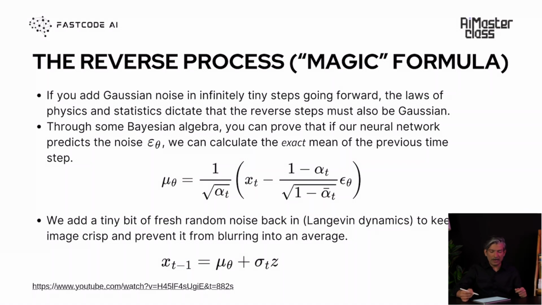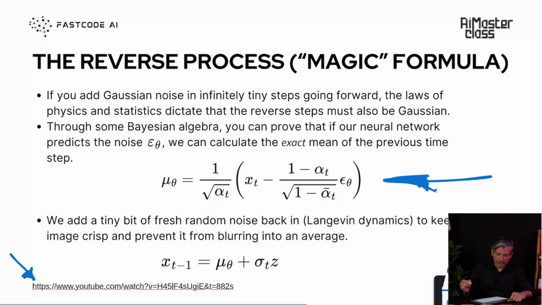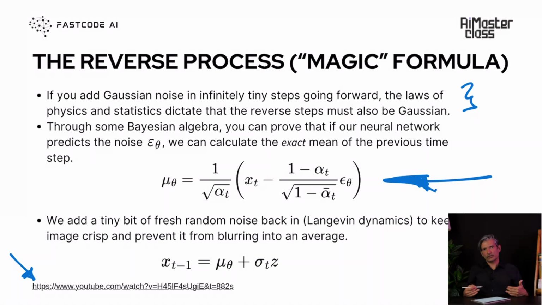But the formula that makes this happen is this, and I'm showing you this formula because we have this in code and we have to use it. But I'll not go into details of how we derive it. I'll point you to the right resource, and this is the right resource. If you want to really look into how this formula is derived, you look into this. Essentially, what we are saying is that if you add Gaussian noise in infinitely tiny steps going forward, the laws of physics and statistics dictate that the reverse steps must also be Gaussian. And this is a very cool property. And through some Bayesian algebra, it's actually not difficult.